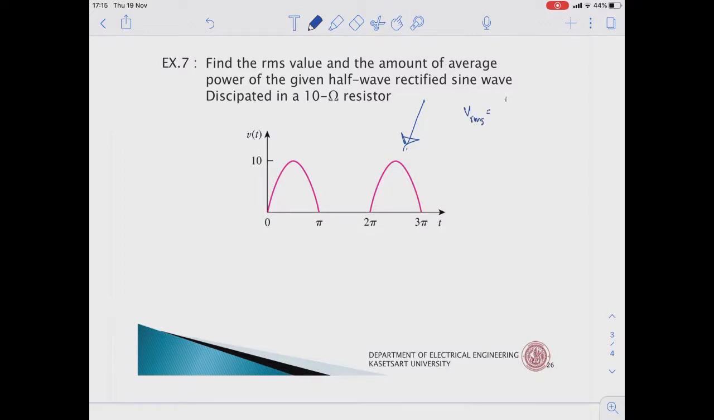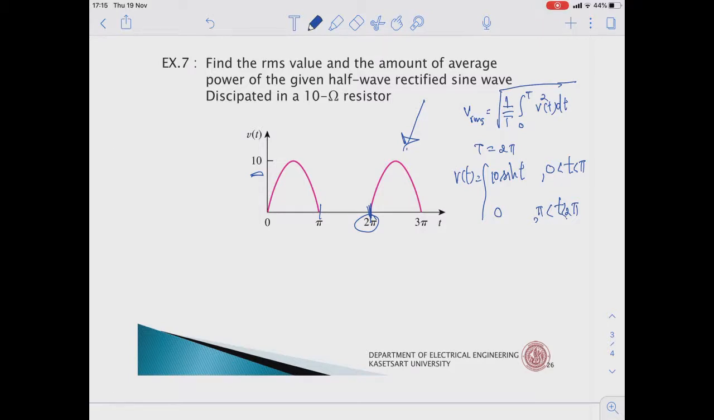VRMS is equal to square root 1 over T integrate from 0 to T Vt square dt, and T is equal to 2 pi. And for Vt we have two pieces. So Vt first piece is from t from 0 to pi. We will have a sine wave of magnitude 10, so Vt is equal to 10 sine t. And then the second half is 0 from pi to 2 pi.